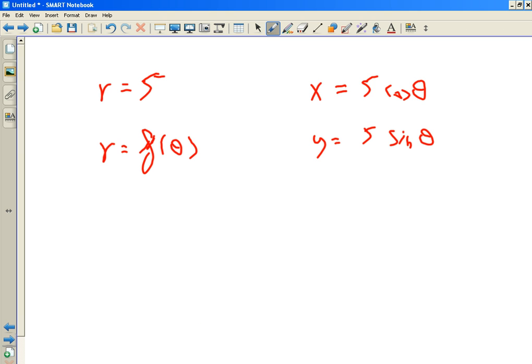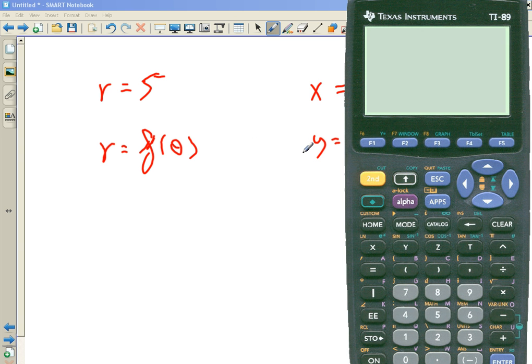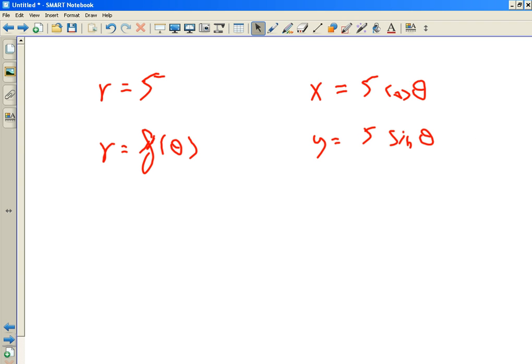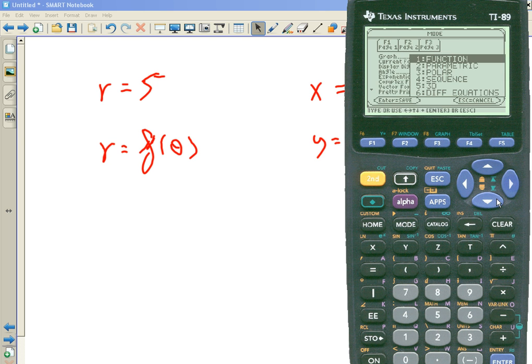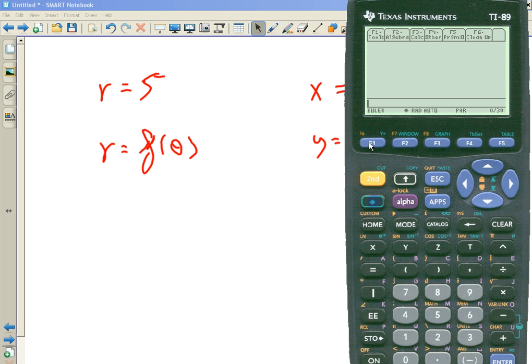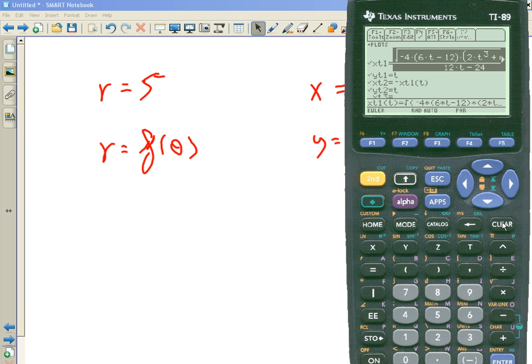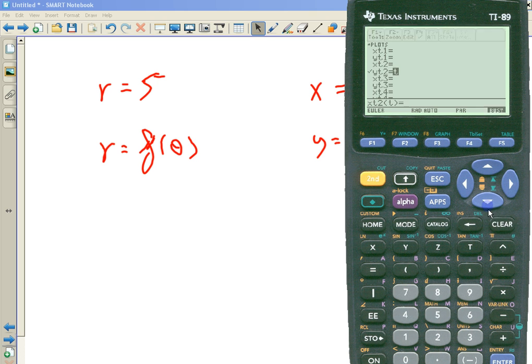All right, let's go to Hal. Where's Hal? Wake up. Hal, come back. Okay, so get out of here. Go to mode. Go to parametric. We saw one like this the other day. Go into y equals. We're going to clear all this.